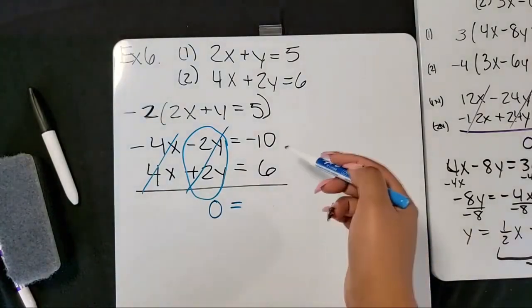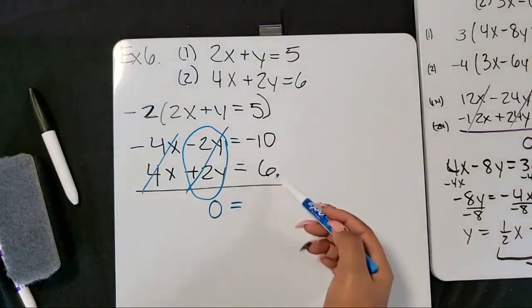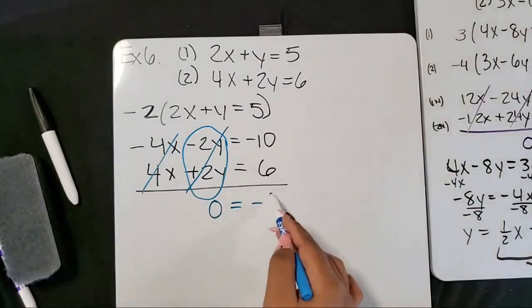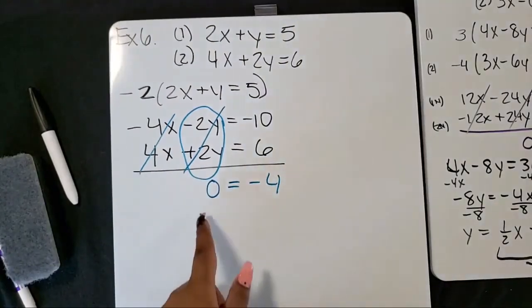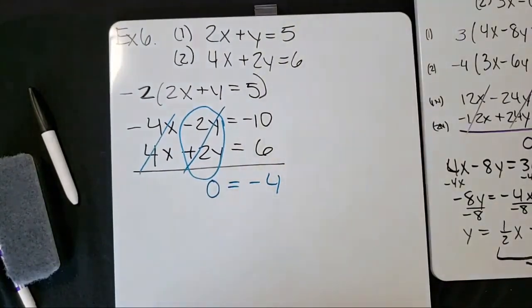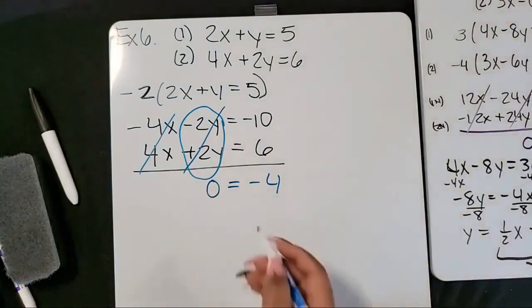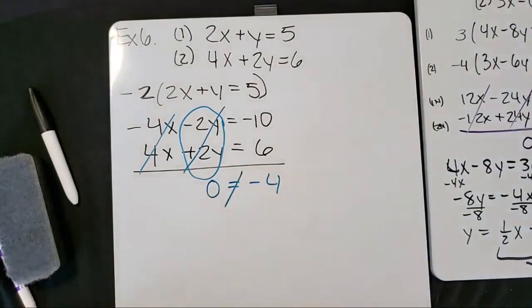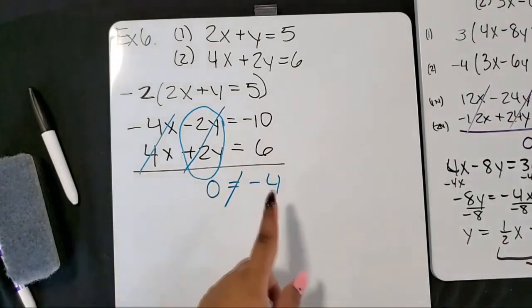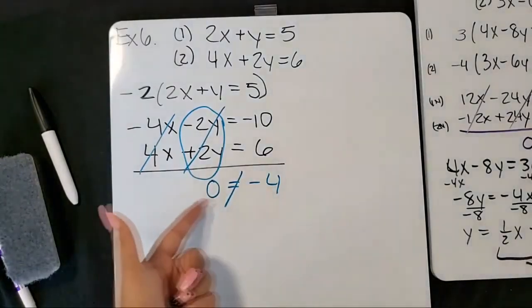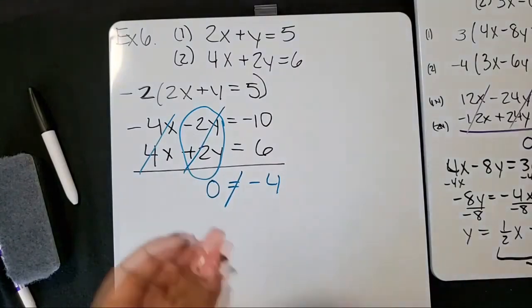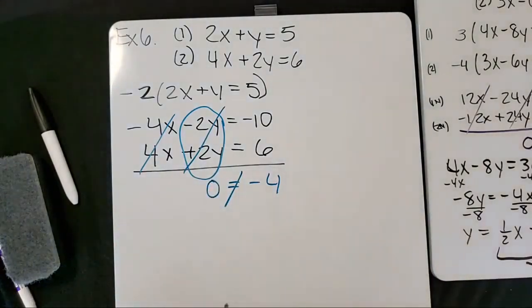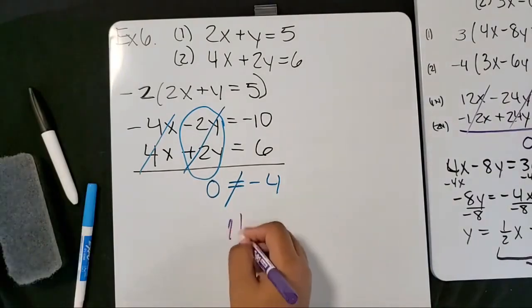On the other side, I have negative 10 plus 6, which is negative 4. So we have 0 equals negative 4, which we all know is not a true statement. We put that slash in there because 0 does not equal negative 4. When we are solving systems of equations and we get two things that do not equal, what is our answer? That's right. No solution.